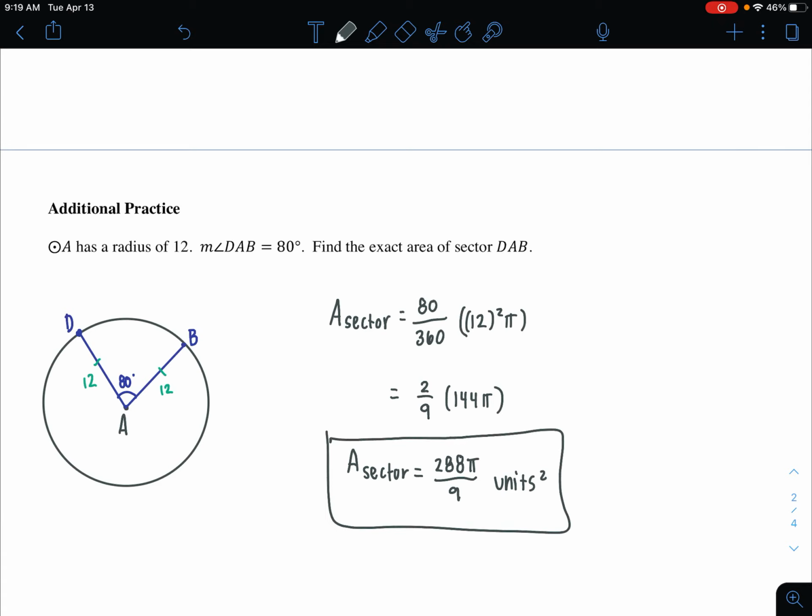That was a pretty straightforward one. So now your job is to write down the area of a sector and circle formula on your summary sheet. So I expect you to do that. And you can now get started on homework number 7.